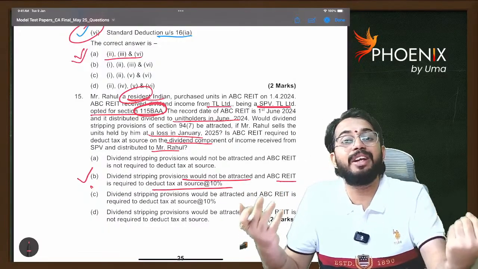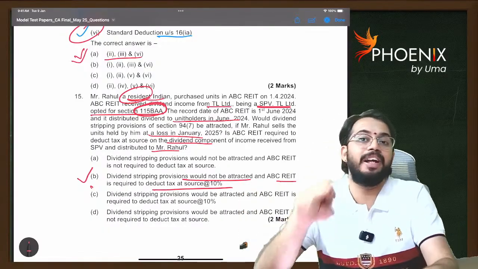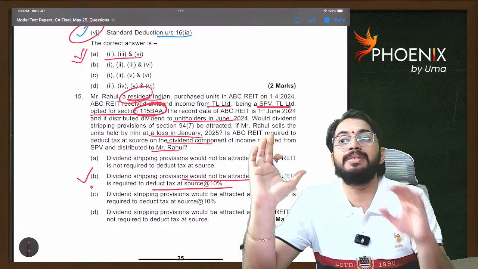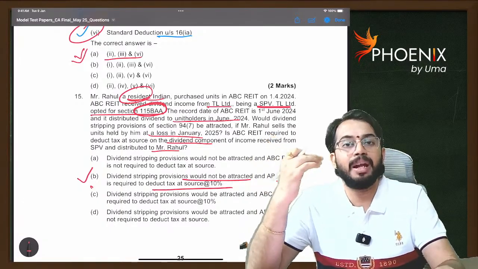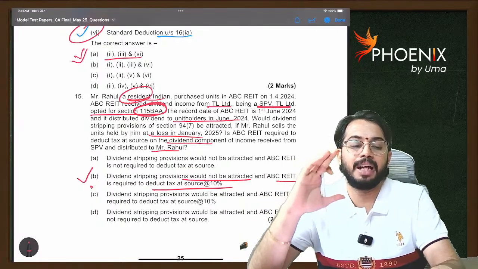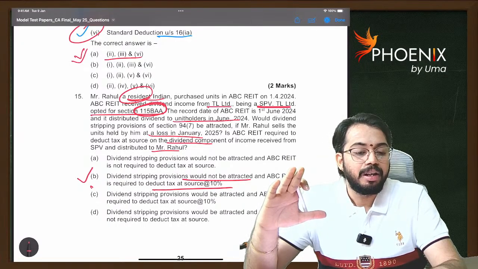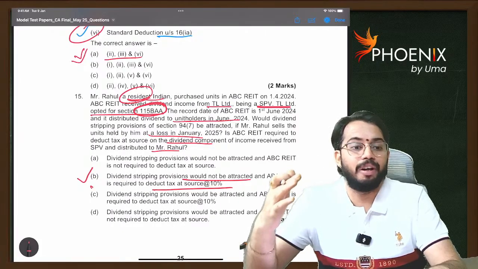But how can we get confidence? You will get confidence only if you have done enough practice. At least 2 to 3 times revision should be there. You should have done model test papers, mock test papers and RTPs. Then only you will get confidence.